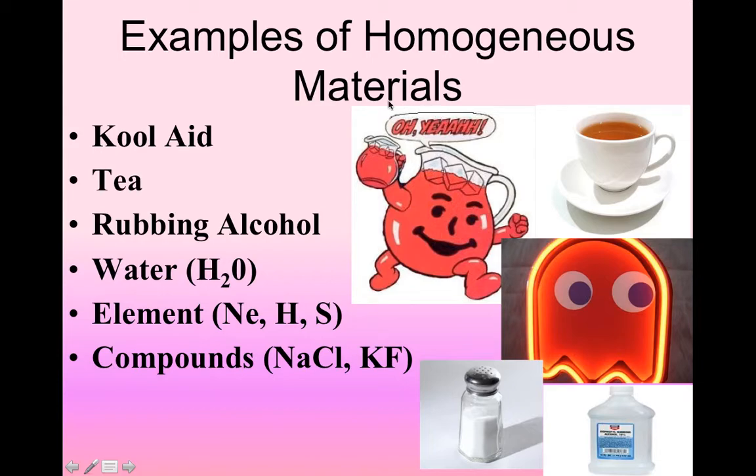Okay, some examples of homogeneous. Again, we have Kool-Aid, iced tea, or hot tea. Rubbing alcohol is the same throughout. Water, as we pour it. Any of the elements on the periodic table, these are just listing a few, and any compounds. NaCl stands for salt, and KF is potassium fluoride. We'll go over compounds later, not in this unit.